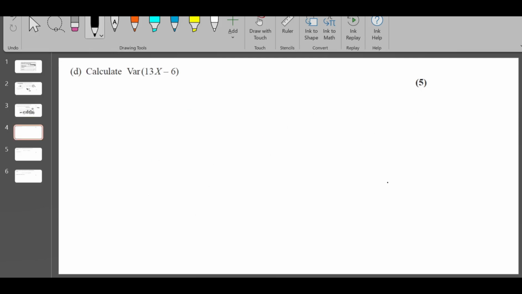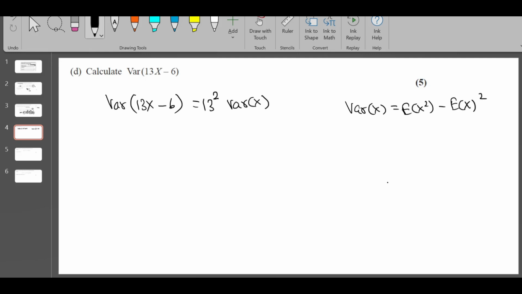Part D, calculate the variance of this. We know the formula for the variance of ax plus b. It's a square times the variance of x, so 13 square times the variance of x. So we need to find the variance of x first. The formula is E of x square minus E of x whole square. So I'm going to find E of x square first.